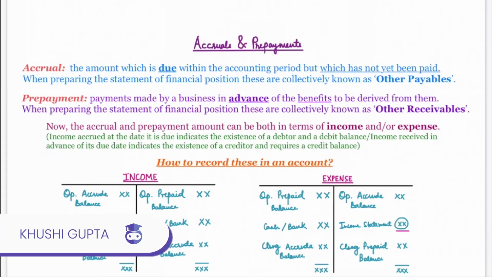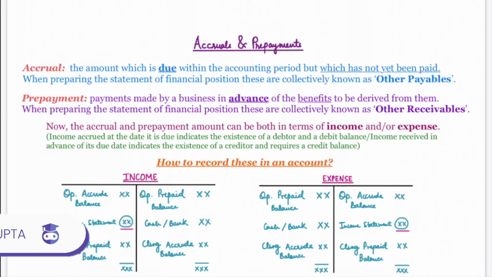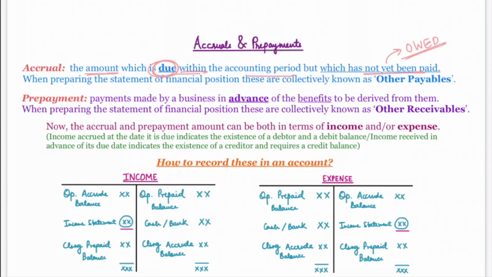Accruals and prepayments. Now let's see what these are. Accrual is the amount which is due within the accounting period and which has not yet been paid. That is, the amount is owed. Now, when preparing the statement of financial position, these are collectively known as other payables. And accrual is also known as arrears.